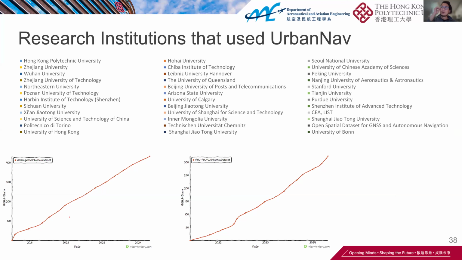So almost finished. Bear with me for a few minutes. So these are currently the research institutes that use UrbanNav. We have a lot of people from mainland China using it. A Japanese partner like Chiba Institute of Technology, obviously from Taro Suzuki, and we have people from Calgary, Arizona State, Stanford, Purdue, and also from Bonn, from Munich Technical University, and Inner Mongolia. So lots of people are using it. So we are very happy. As you can see, there are more stars going up for these 2 data sets. So we're looking forward to seeing more people using this one and benchmarking their positioning performance using the same data set.